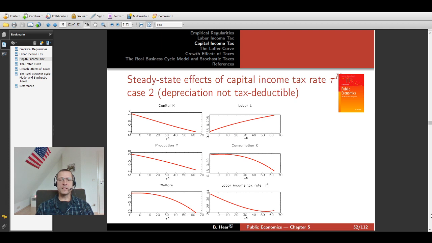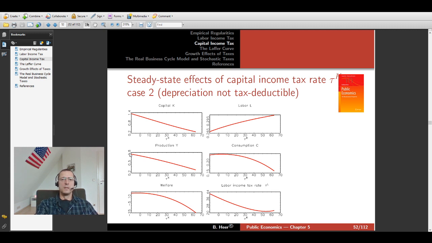Now let us look at the effects when we cut capital income taxes tau k to 0 in the case that depreciation is not tax deductible, our case 2. As you can see, the qualitative responses of labor, capital, and production are the same. But now we have a turning point of consumption at the capital income tax rate of 5%, then it decreases. So how can this happen if output keeps on rising even below capital income tax rates of 5%?